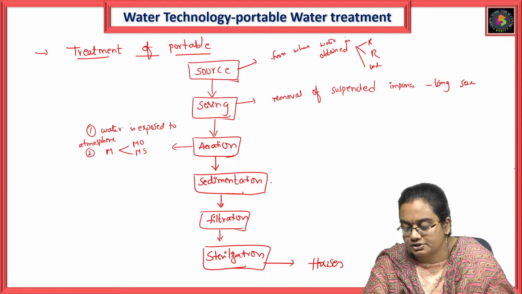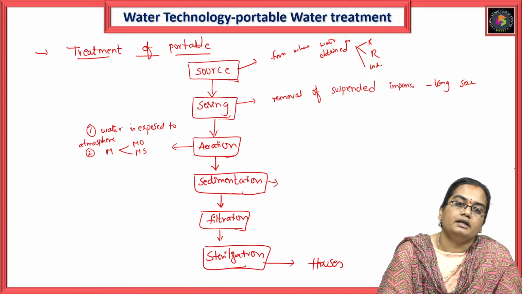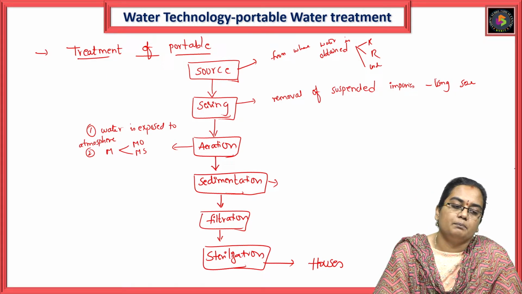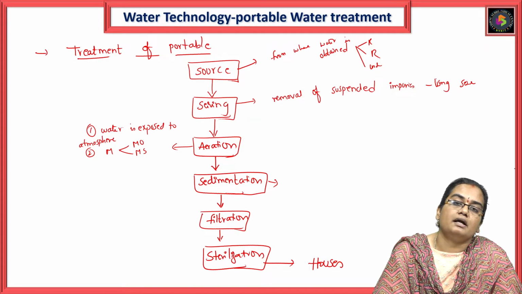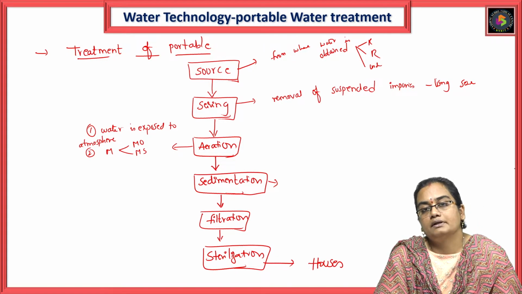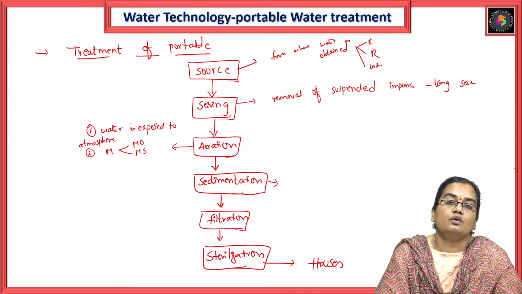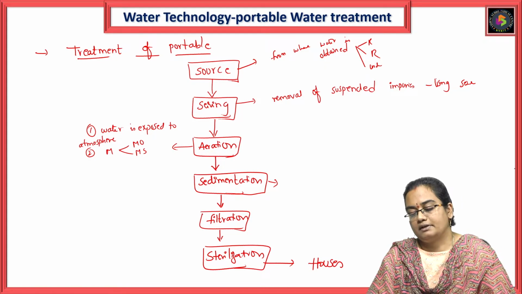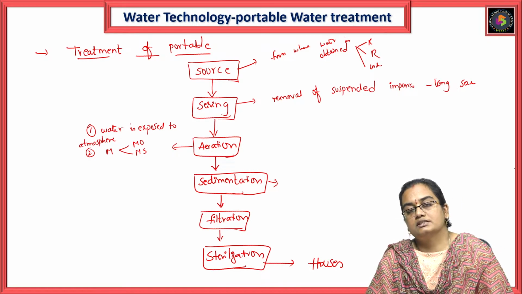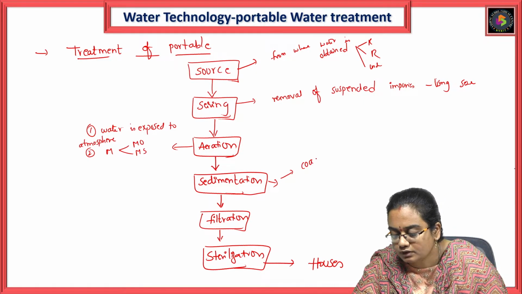Next one, sedimentation. What is the use of sedimentation? We know that if particles are very minute, those particles are not removed by sieving process. Suppose if the size of the particles gets increased, then what will happen? It will get converted into your colloidal form. So these colloids can be removed by sedimentation process. So how it is happening means, in sedimentation process, to the water we are adding a coagulant. A coagulant is added to the water.